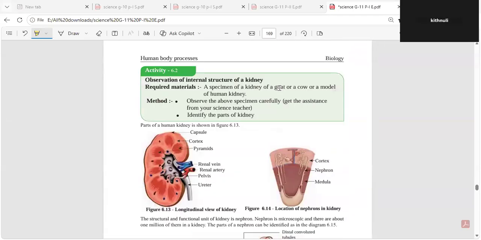Right. Last week we discussed the longitudinal view and the location of the nephrons in the kidney. Can you remember it?